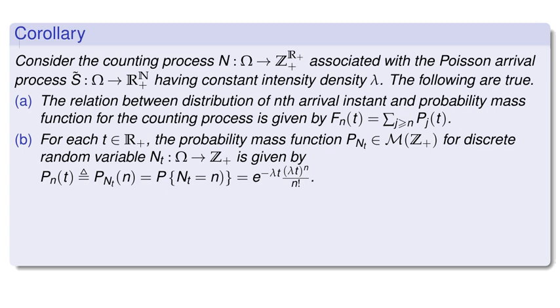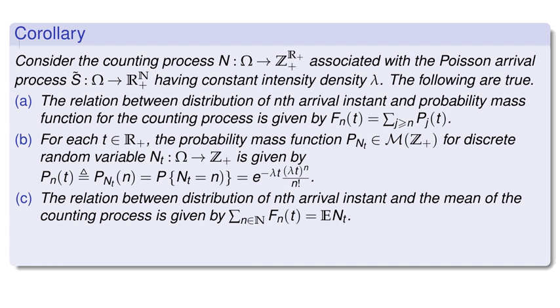B, for each t in R plus, the probability mass function p_n, an element of script M of Z plus, for the discrete random variable N_t is given by p_n of t, which is the probability that N_t equals n, equals e to the power minus lambda t times (lambda t) to the n over n factorial.